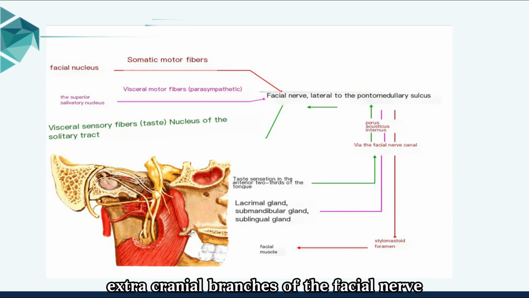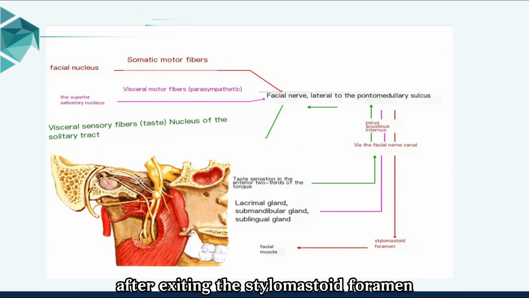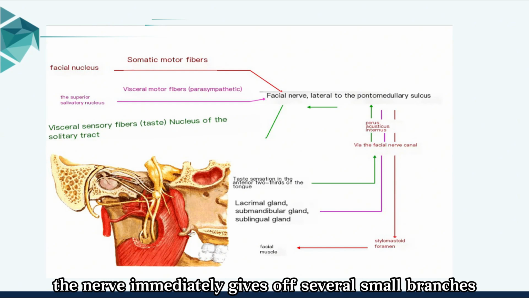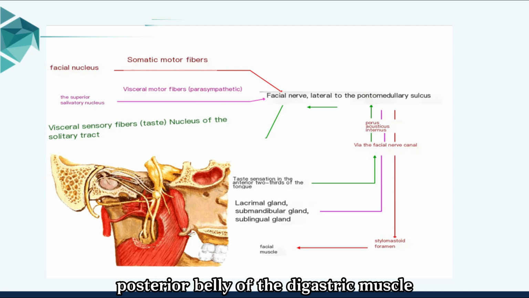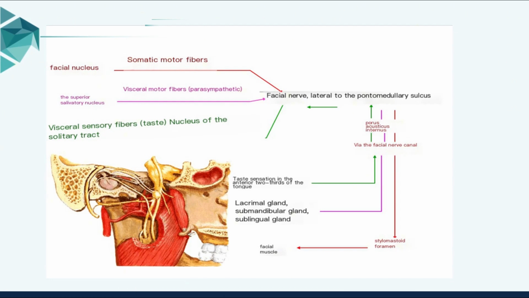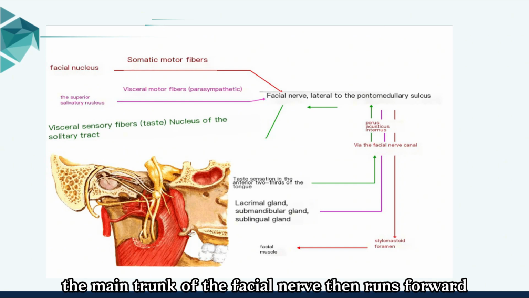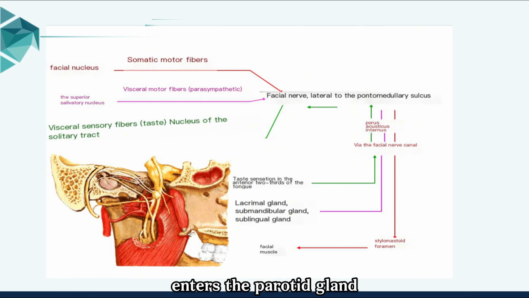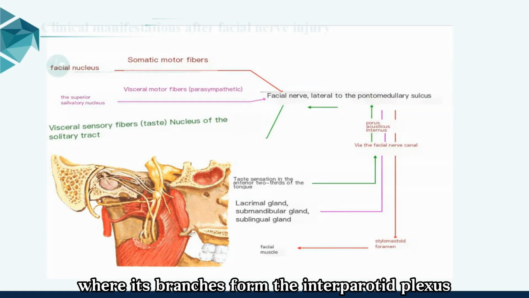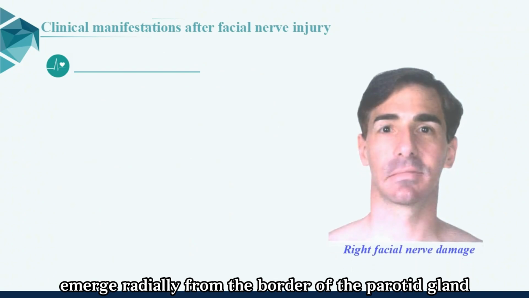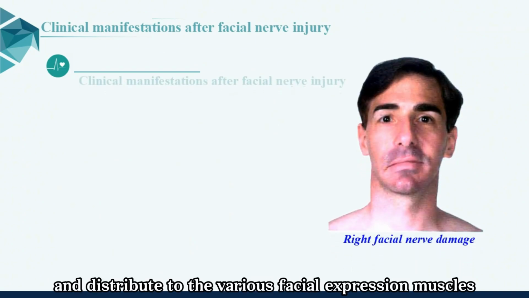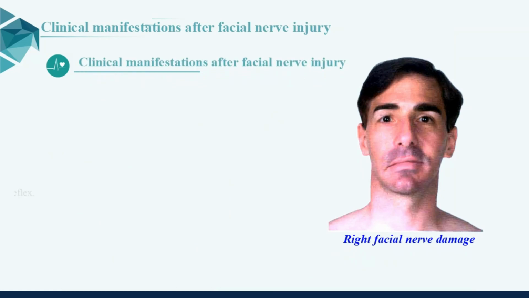Extracranial branches of the facial nerve. After exiting the stylomastoid foramen, the nerve immediately gives off several small branches to innervate the occipital belly of the occipitofrontalis muscle, muscles around the ear, posterior belly of the digastric muscle, and stylohyoid muscle. The main trunk of the facial nerve then runs forward, enters the parenchyma of the parotid gland, where its branches form the intraparotid plexus. Branches from the plexus emerge radially from the border of the parotid gland and distribute to the various facial expression muscles.